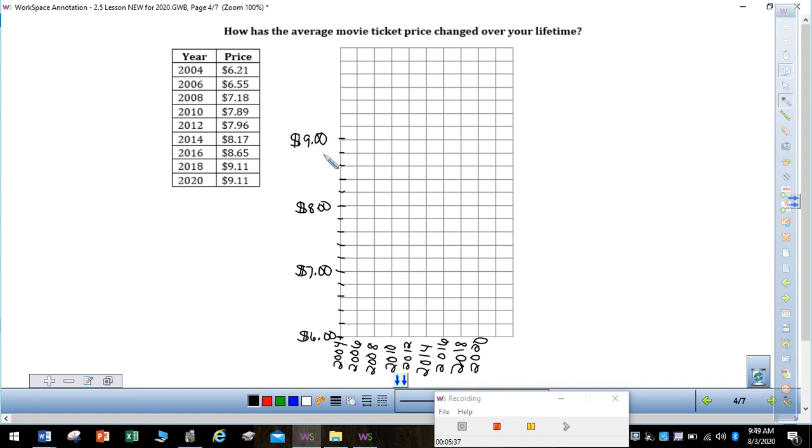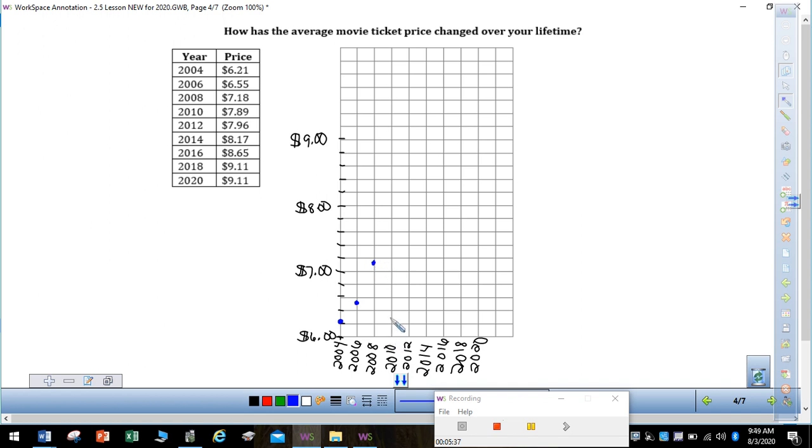Perfect. All right, so now we're going to start plotting the points from our table. So in 2004, the price was $6.21. I'm going to actually switch colors here so that these stand out. So it's going to be a little bit more than $6.20, so that's right about here. In 2006, it was $6.55. So here's $6.40. This is $6.60. So it's going to be probably right about there. In 2008, it was $7.18. So that's just a little less than $7.20.